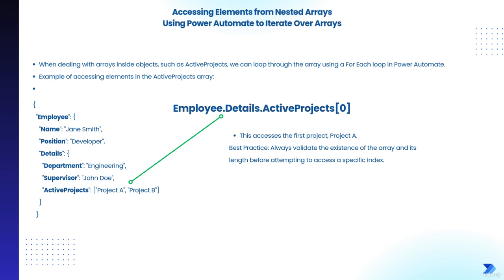Handling nested arrays in JSON. Finally, let's touch on how to work with nested arrays. For instance, if we have the active projects array and we want to loop through its elements, we can use a for each loop in Power Automate. To access the first project in the array, we can refer to it as follows: employee.details.activeProjects[0]. This retrieves the first project, which is Project A in our example. Best practice: always validate the existence of an array and its length before attempting to access a specific index to avoid errors during flow execution.